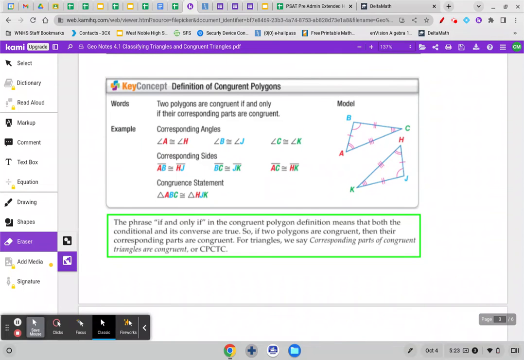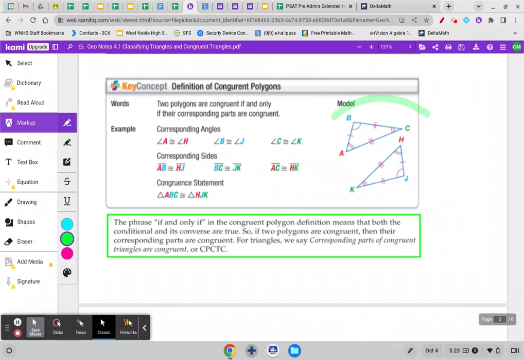So the definition of a congruent polygon: two polygons are congruent if and only if their corresponding parts are congruent. So you'll notice they have marked every angle or every side as congruent to a buddy. So like AC is congruent to KH, which they have written here. So on and so forth. Because these are triangles, you have 3 pairs of corresponding sides and 3 pairs of corresponding angles.